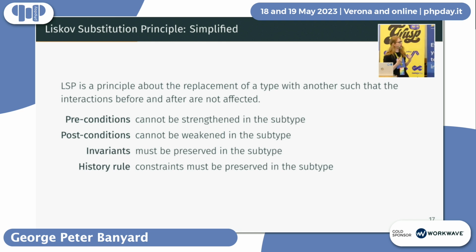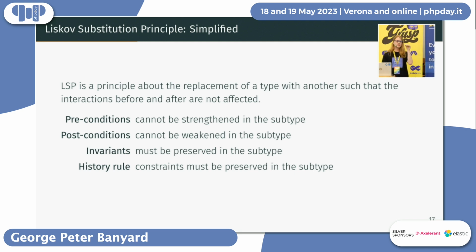LSP just means, okay, I can replace a type with another such that the interaction before and after is not affected. So the preconditions cannot be strengthened in the subtype. The postconditions cannot be weakened. The invariants must be preserved in the subtype. These 3 things, the PHP compiler will take care of. This is when you get type errors when you try to extend, or you will get some fatal errors or compile errors. This is what's happening.